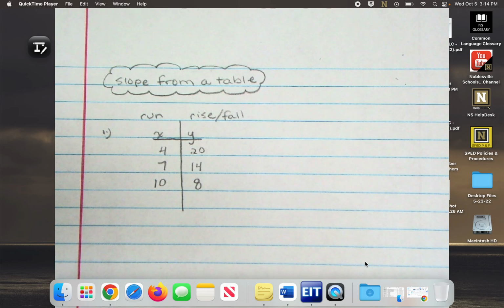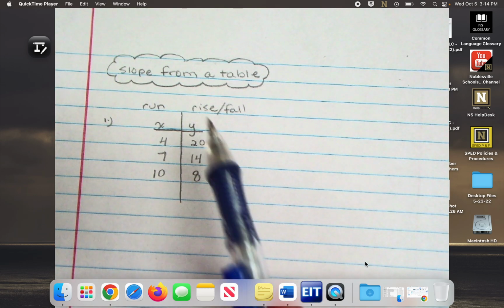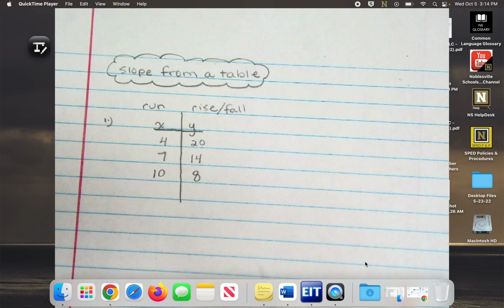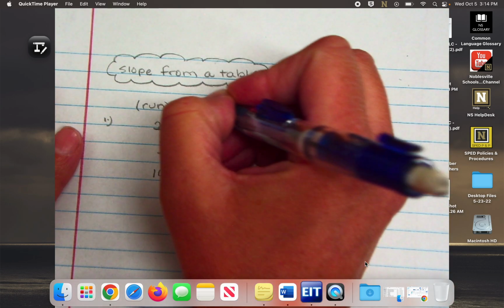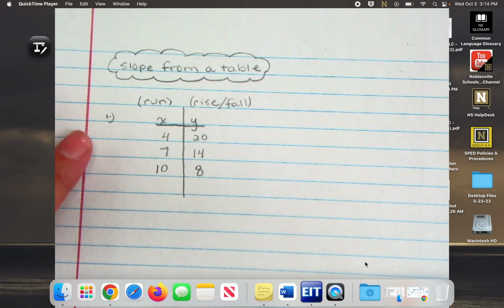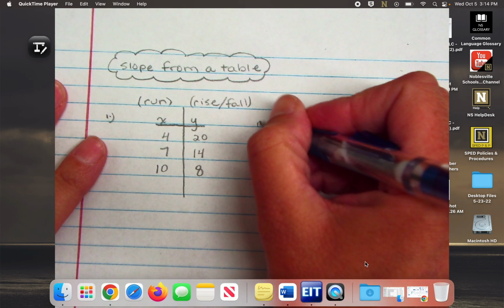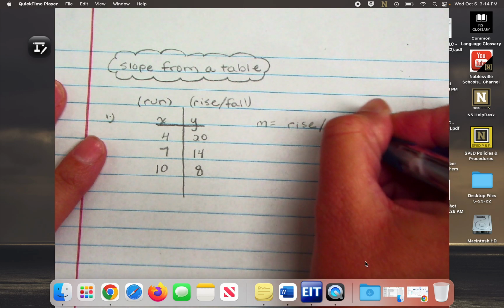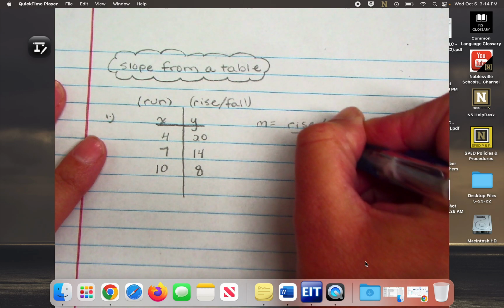So we've got a table here, right? Guys, one of the hardest things about finding slope from a table is remembering that the y value is the rise or fall, and the x value is the run. So help yourself out and put those above: rise over run. Our slope, remember, is rise or fall over run.